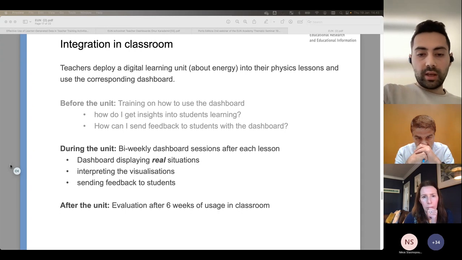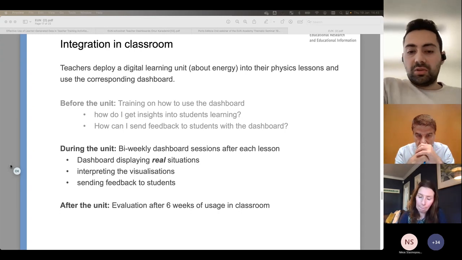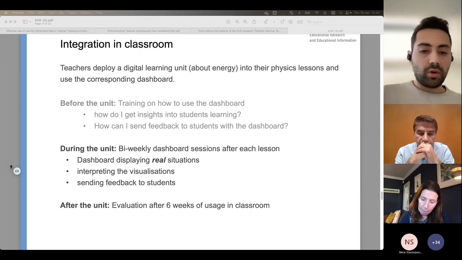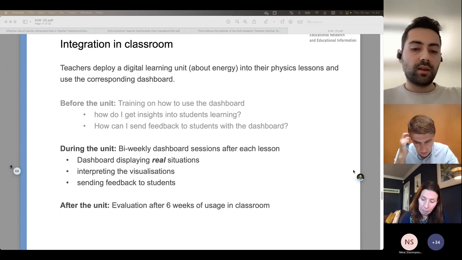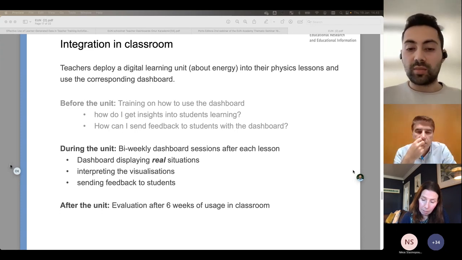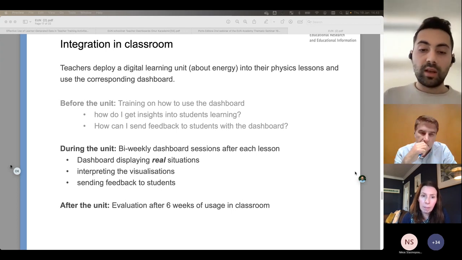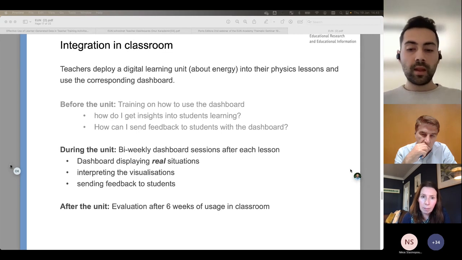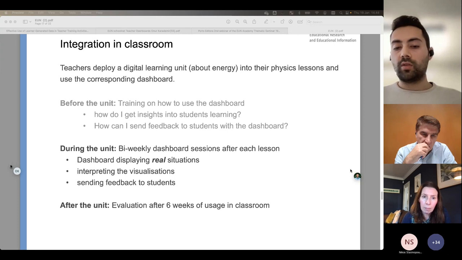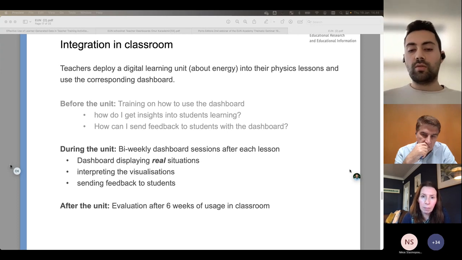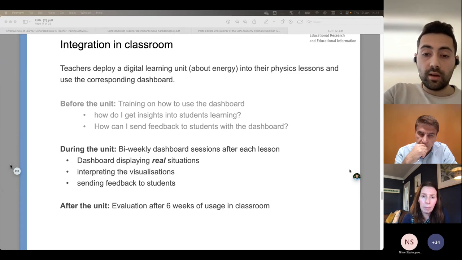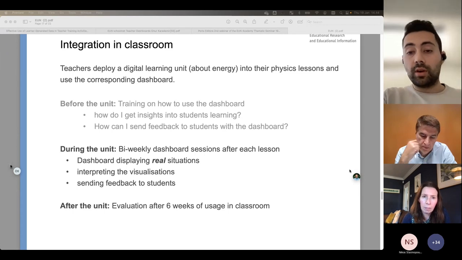And there were some situations today where they told us, okay, I don't know what to do, it doesn't make sense. But there were also different visualizations where they said, okay, this is helpful. I can give them feedback on their task, and I can give feedback, for example, to 5 students at the same time. So this is important for us to know, okay, we should use this feature and not that feature, and eliminate unuseful features. This is what we are currently doing during the unit. And after the unit, we want to do an evaluation. After 6 weeks of usage, we want to evaluate this tool and see what effect it has on learning.